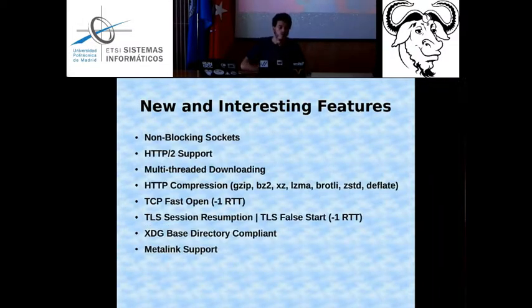Well, it uses non-blocking sockets, which is different from WGET1, which helps us to enhance performance. As I said, it has HTTP2 support. We have multi-threaded downloading. This is also a huge difference with WGET1. There is a switch, so you can set how many threads as maximum you want. Default is 5, which works nice. We have also HTTP compression of the headers.